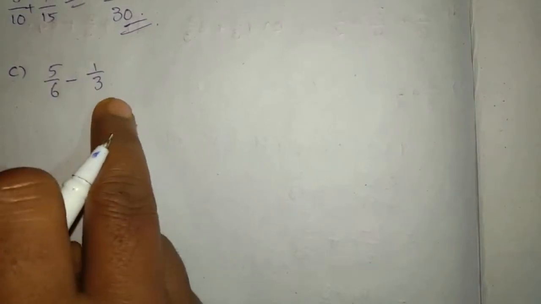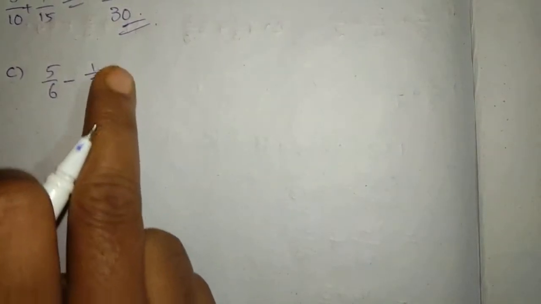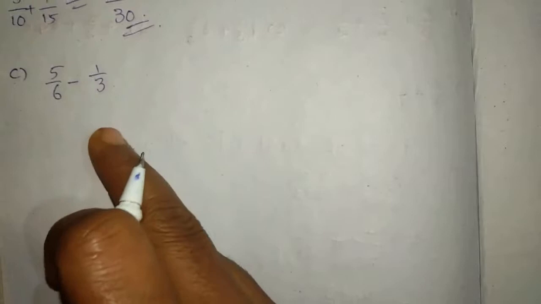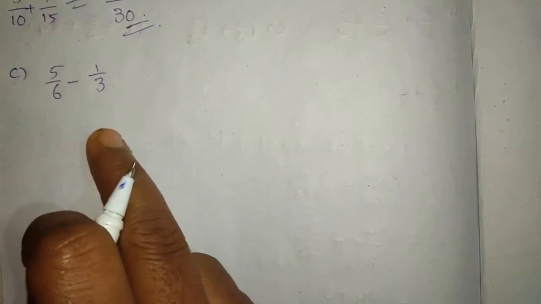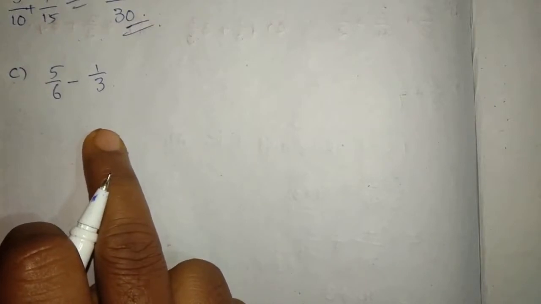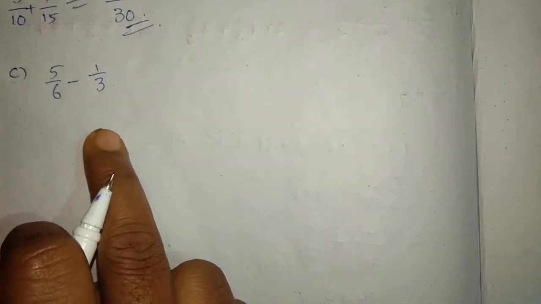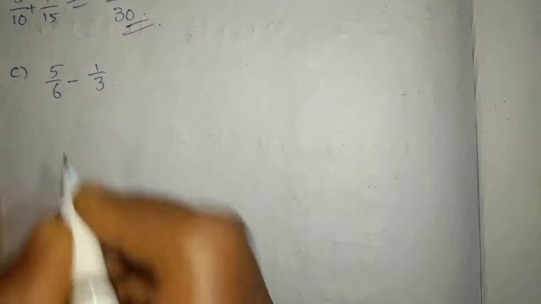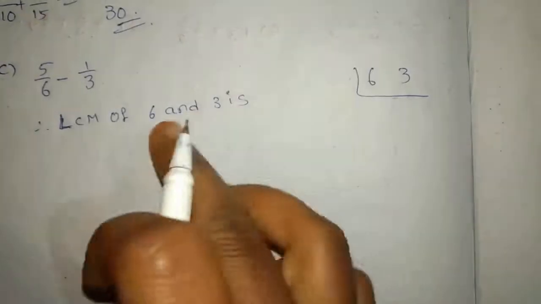Now let us see C, 5 by 6 minus 1 by 3. Here also the denominators are not equal and the numerators are also not equal, which means they are unlike fractions. So we cannot subtract the numerators simply. First we have to make the denominators equal, which means we convert them to like fractions. First we find the LCM of 6 and 3.